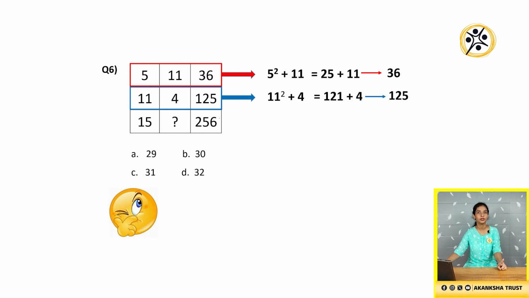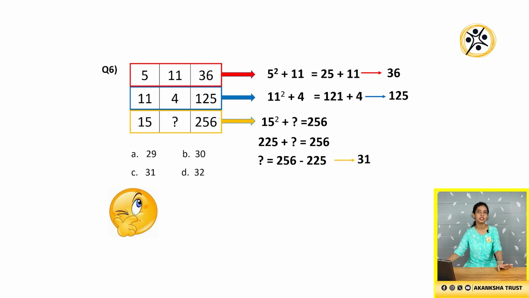That is, we need to do 15 square plus x, or the missing number, should sum to 256. So going by the same logic, 15 square is 225. 225 plus the missing number should equal 256, and we can find the missing number by subtracting 225 from 256, and we arrive at our answer, that is 31, which is option C. Go ahead and tick option C as the right answer.